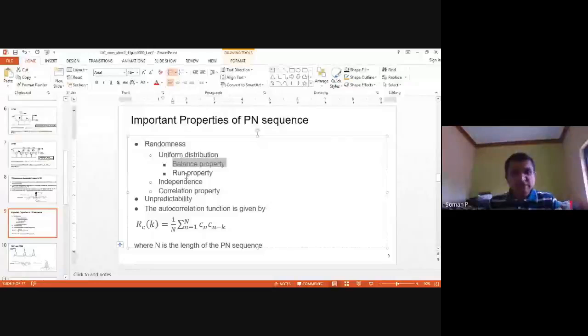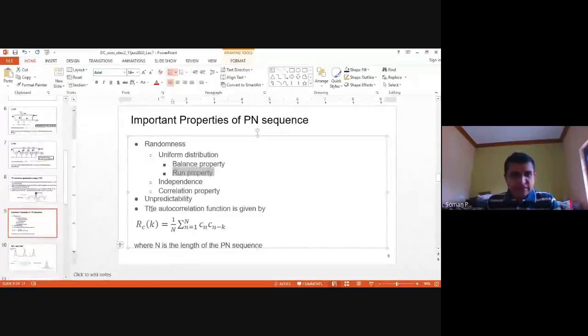Balance property, run property, independence, and correlation property. Basically, balance, run, and correlation properties are the main things that we will be discussing here. And unpredictability: by observing the sequence, a third party should not be able to predict the sequence. That means it has to be highly random. And the autocorrelation function for this PN sequence is an important parameter.